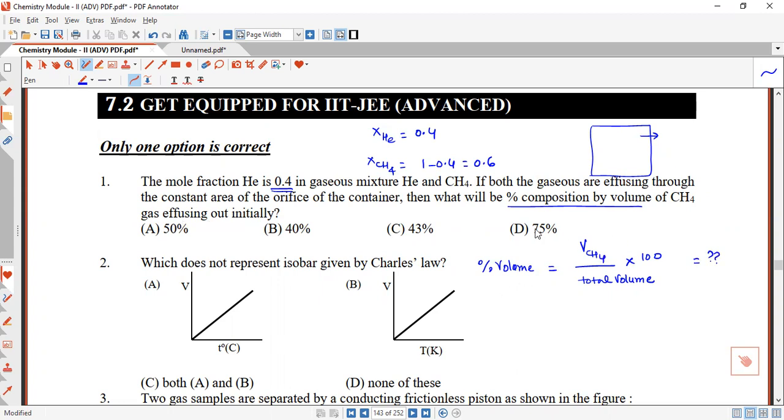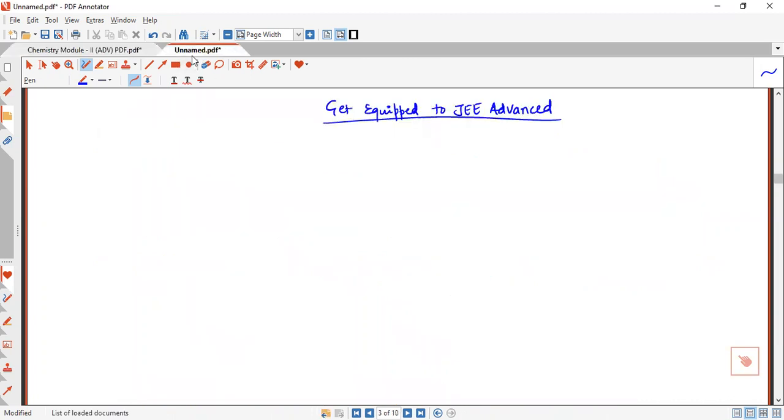We know the mole fraction. Let's say the total number of moles is equal to 1, so the mole fraction is nothing but the number of moles. So we can say inside there are 0.4 moles of helium and 0.6 moles of CH4, right? If total moles is equal to 1, then these are the number of moles of helium and CH4. Now at what rate are they going to effuse out? So we are going to solve.